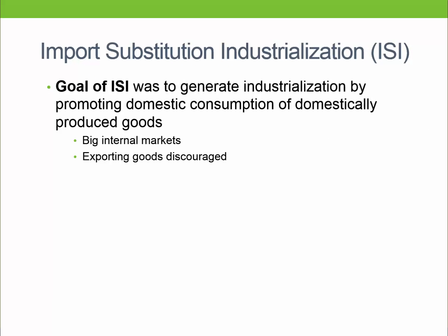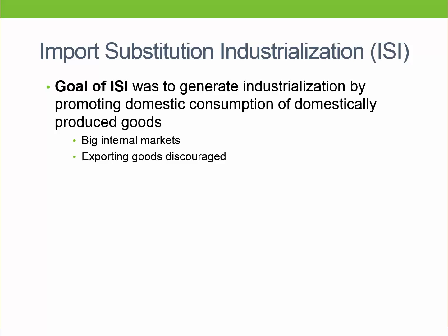The goal of this strategy was to generate industrialization. You wanted to industrialize, and you wanted to do this by promoting domestic consumption of domestically produced goods. You didn't want your citizens buying American cars or American stereos or Japanese stereos. You wanted them to buy domestically produced goods. You wanted to create industries within your economy that you didn't have. You didn't want to be an agricultural or primary producer anymore. You wanted to become like the rich world.